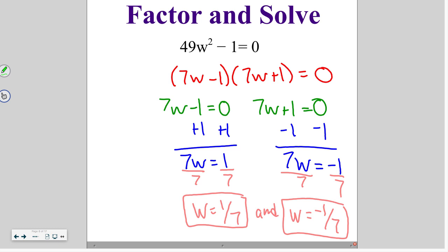Square rooting 49w squared and 1, you get 7w minus 1, 7w plus 1. Setting each of those factors equal to 0, you get 1/7 and negative 1/7. Again, remember with the fractions, we want to leave them in fraction, not decimal form.